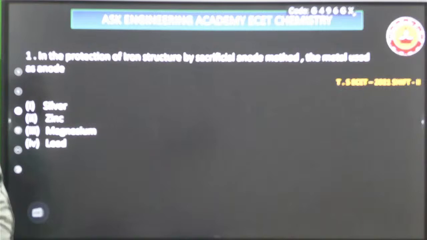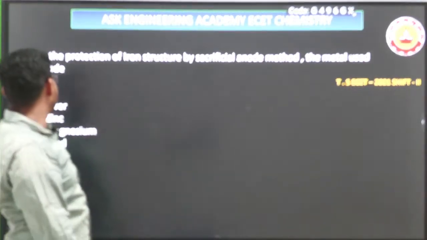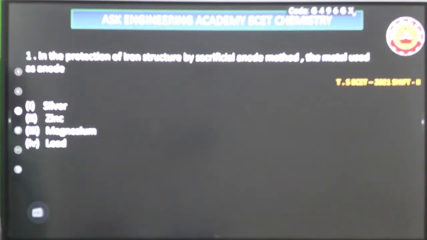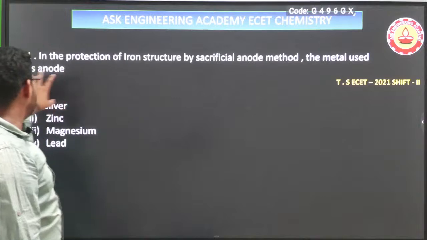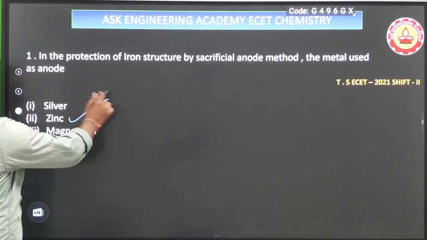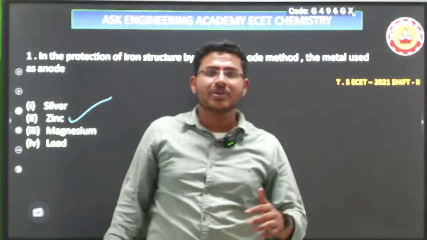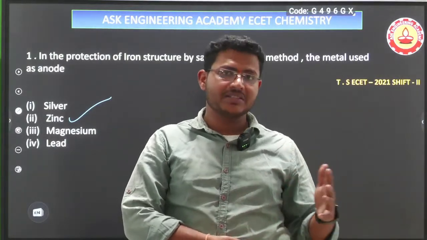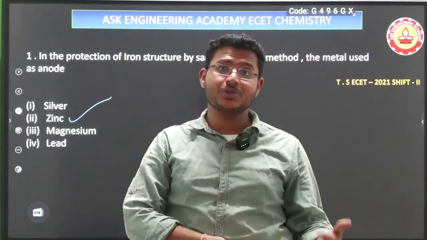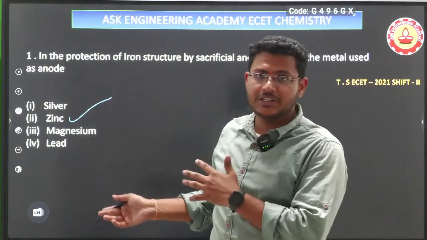In the protection of iron structure by the sacrificial anode method, the metal used as anode is simply zinc. So this is all about zinc. So this is all about corrosion, types of corrosion, and the important things you need to study or understand in the concept of corrosion.